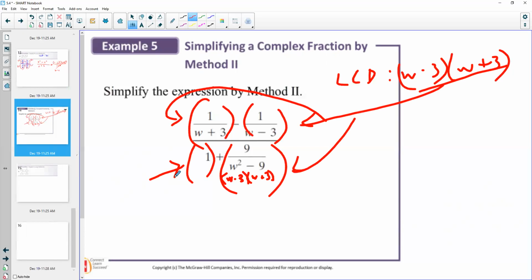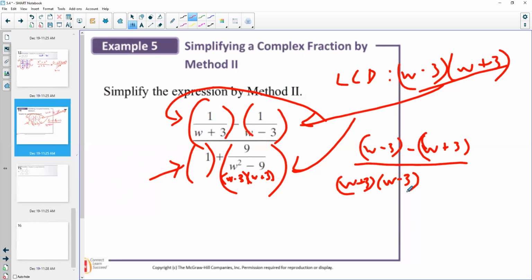So look at the first one. If this is the common denominator, the W plus 3's cancel, so I'm left with a W minus 3. In the second case, the W minus 3's cancel, so I'm left with minus W plus 3. Let's see. On the bottom, I get W plus 3, W minus 3 here, because it's just a 1. And then they totally cancel at the other part, plus 9. Crazy looking, but not as bad as you think. So on the top, I get W minus 3 minus W minus 3. Well, that just simplifies to a negative 6.